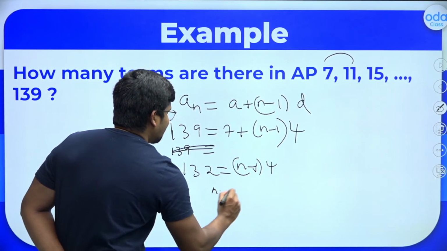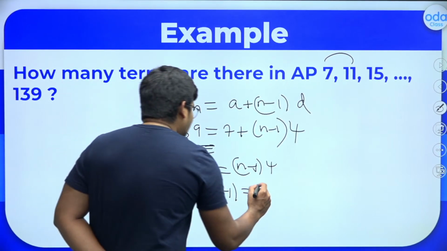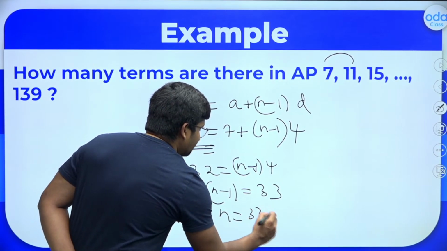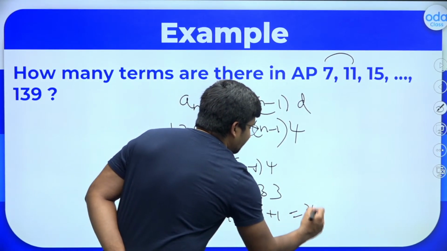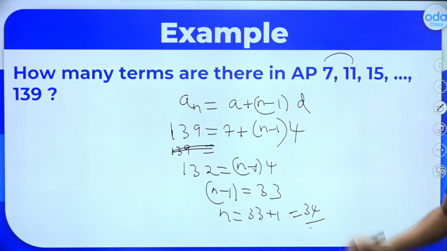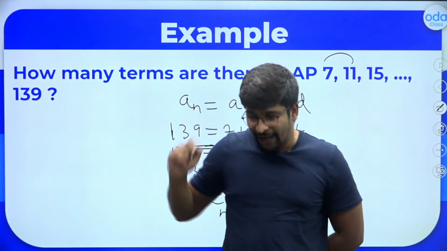So from this you can say n minus 1 is 132 divided by 4, which is 33. So the n value will be 33 plus 1, which is 34. So the number of terms here is 34. This is the normal way of doing it, right? If it's a school board exam question, you should definitely apply this.